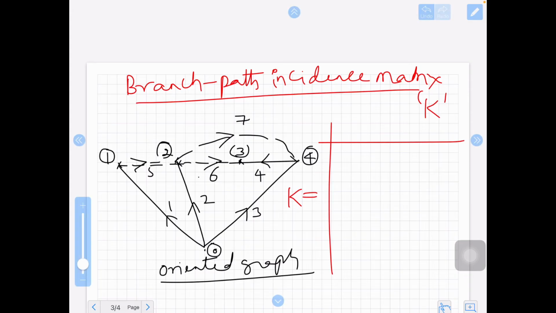The order of the K matrix is paths and the branches. Branches are nothing but nodes minus 1. So here nodes are 4. Now branches are nothing but nodes minus 1, that is 3.